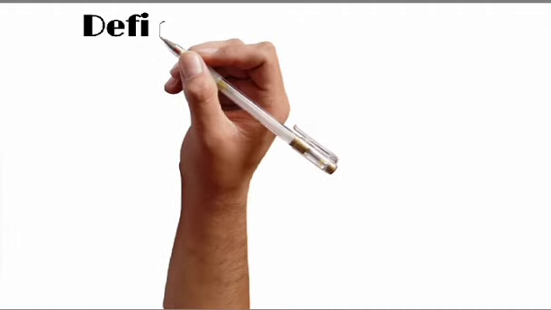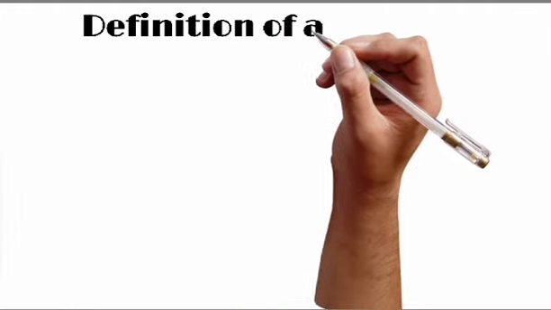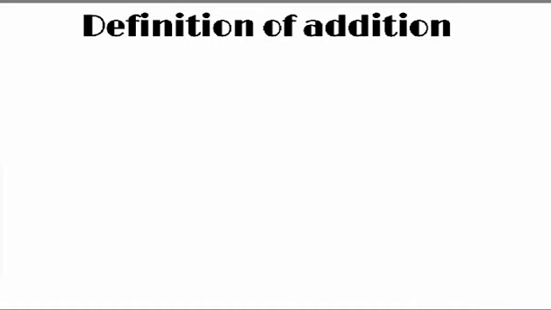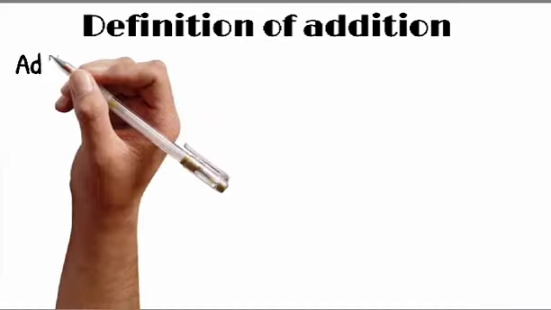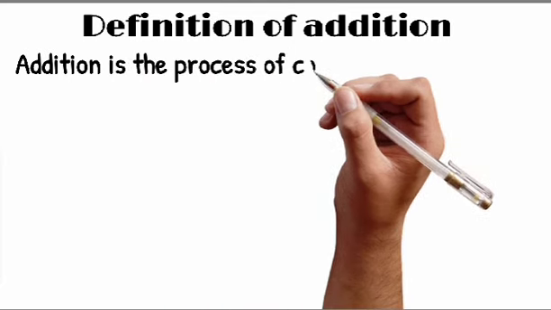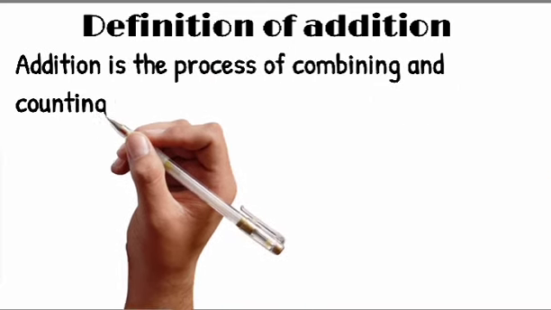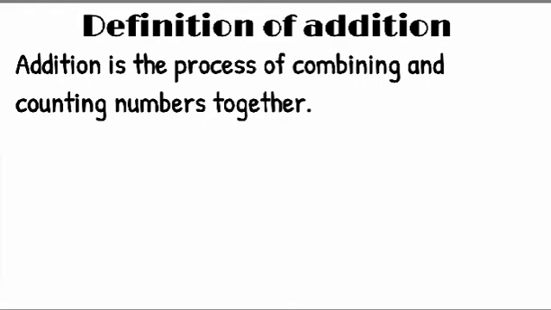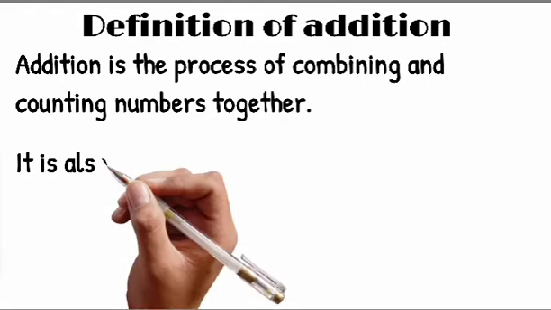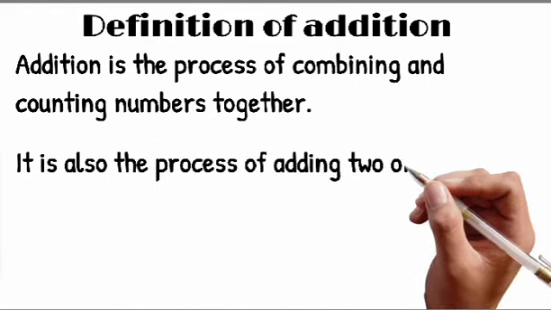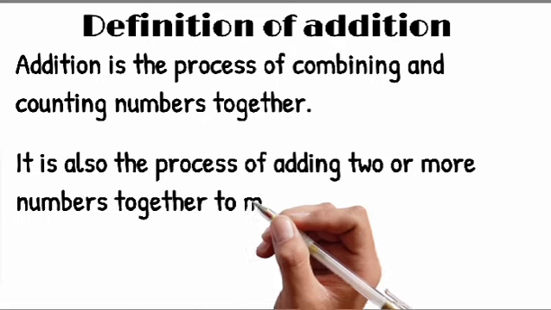Definition of addition. What is addition? Addition is the process of combining and counting numbers together. It is also the process of adding two or more numbers together to make a bigger number.